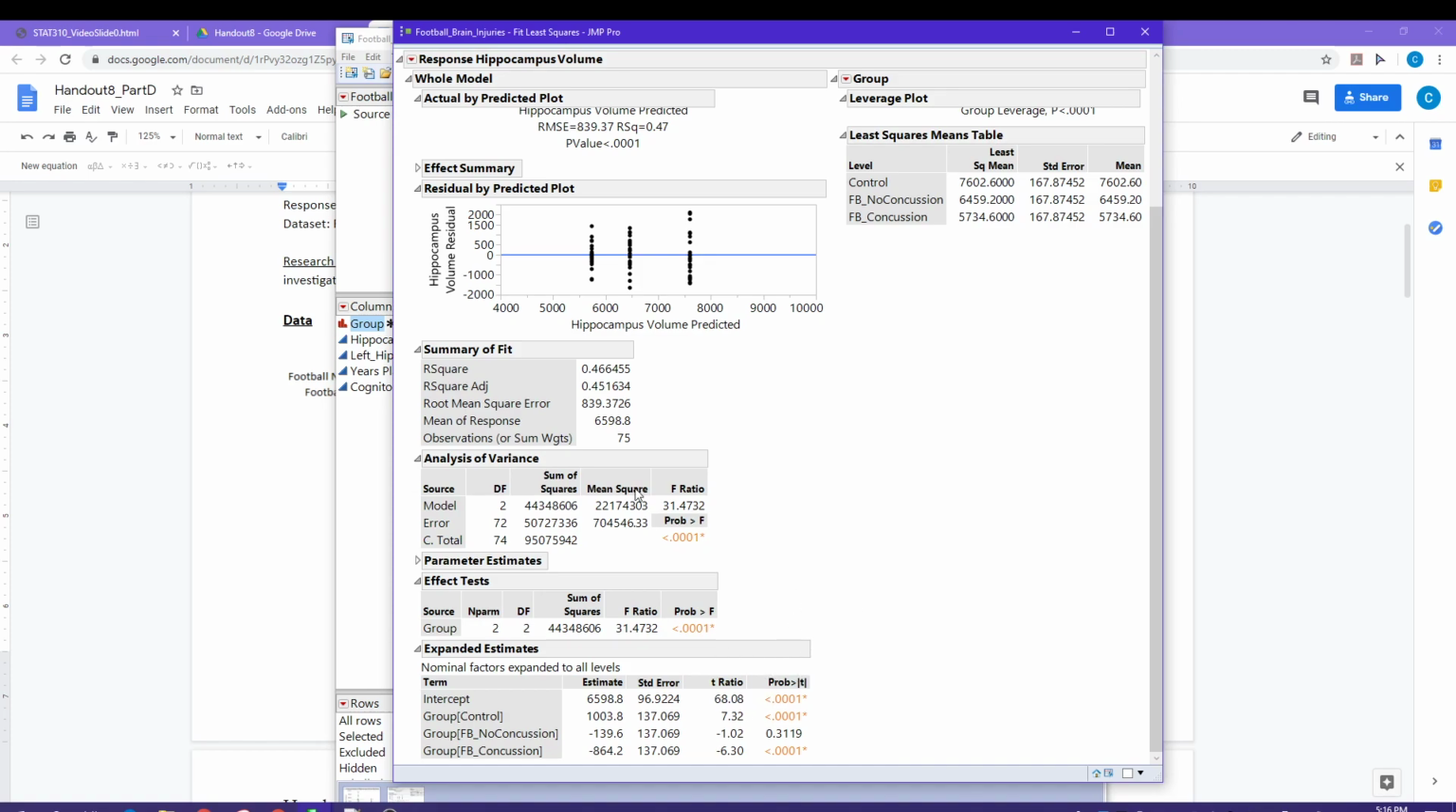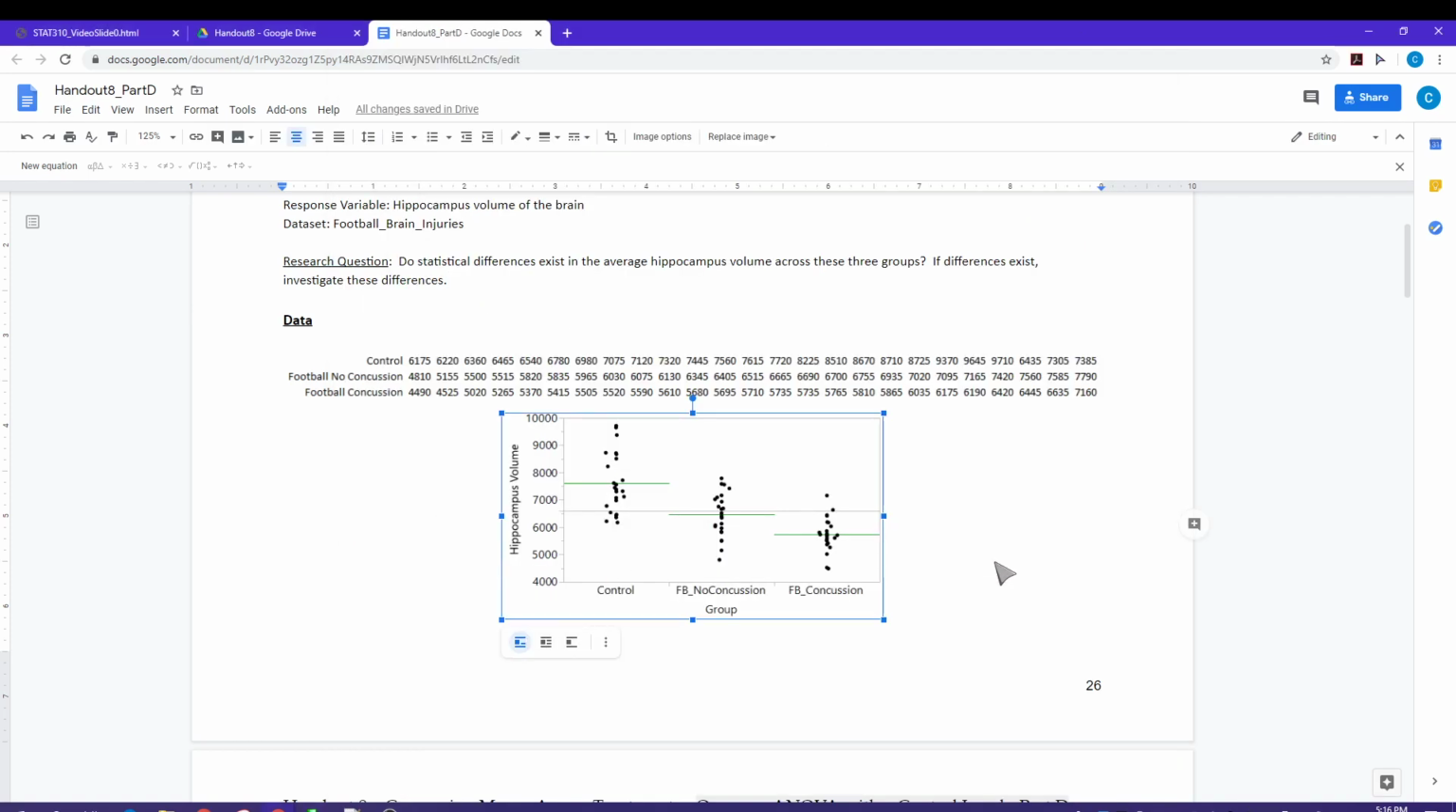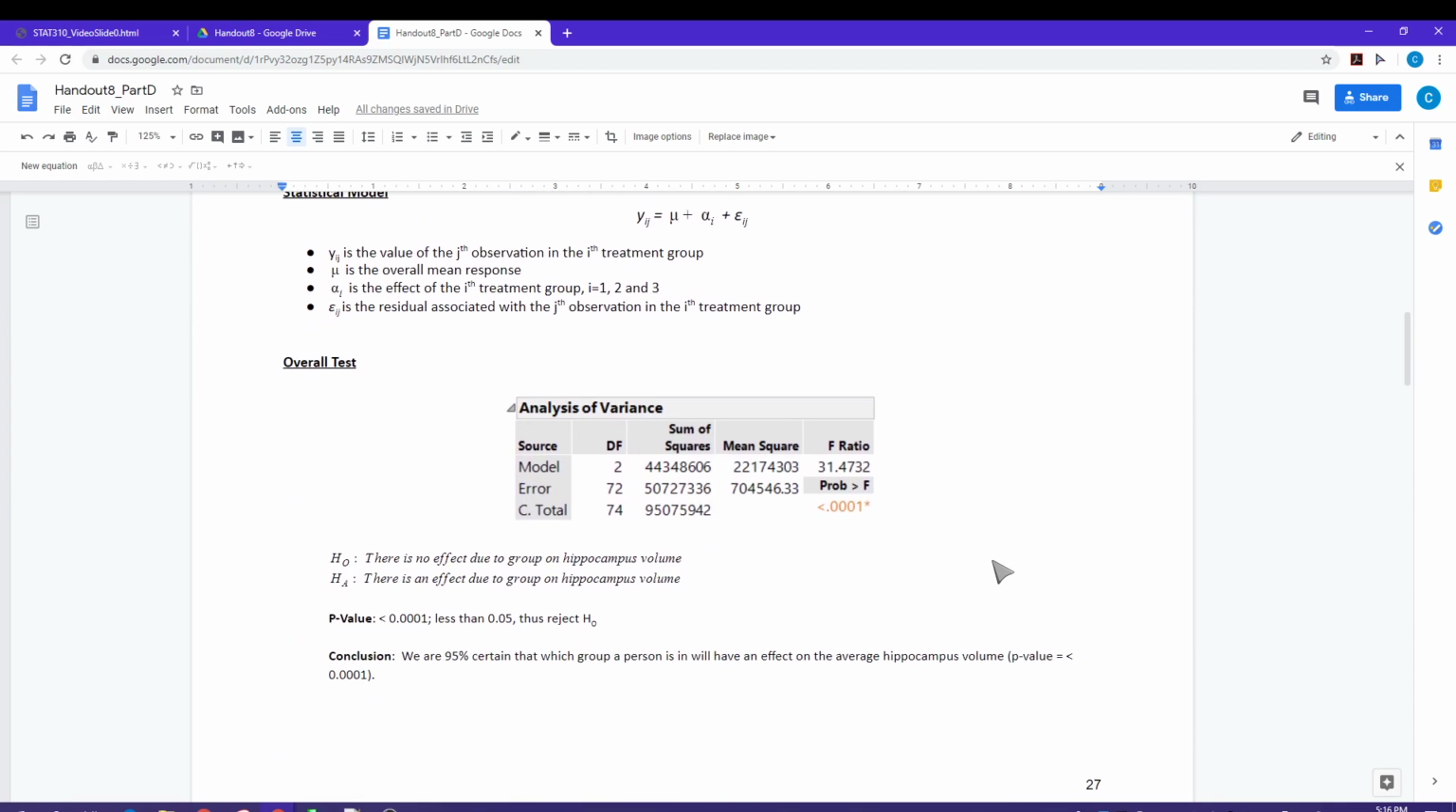So the two bits of information that I'm going to need here is the analysis of variance and the expanded estimates. So let's go back over into our handout here and take a look at each of those. So the overall test is just, is there an effect due to group on the average hippocampus volume. That would be the alternative hypothesis. The null hypothesis is always no effect or no difference.